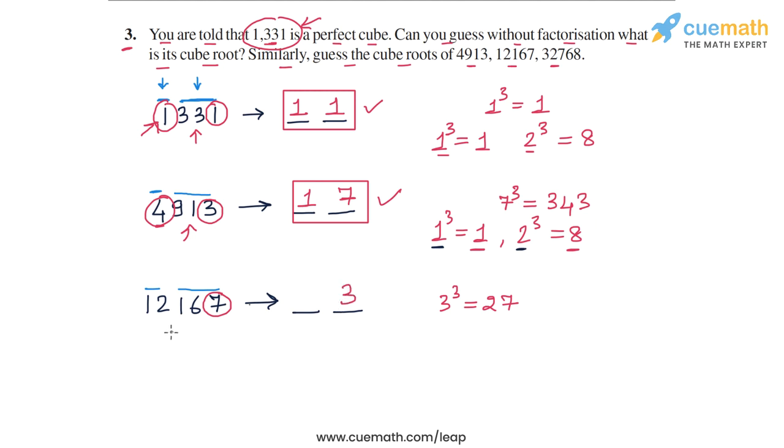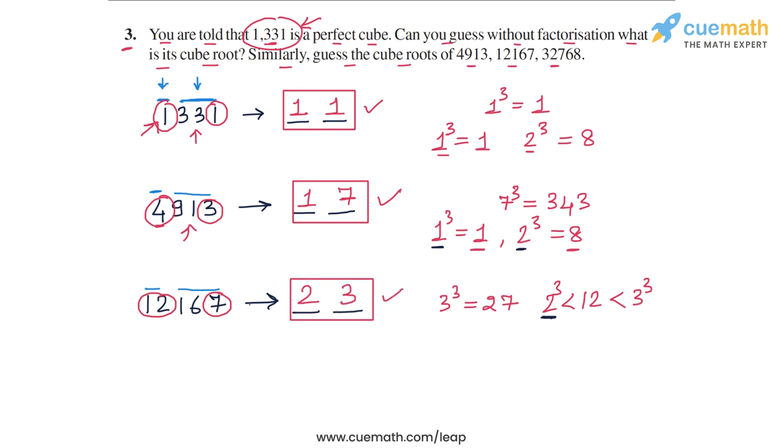And now to figure out the tens digit of the cube root, we have to figure out those 2 consecutive digits between the cubes of which the number under the second group will lie. This number 12 lies between 2 cube, which is 8, and 3 cube, which is 27. The smaller of 2 and 3 is 2, and therefore in the tens digit of the cube root, we will have 2. So the cube root of this third number is 23.